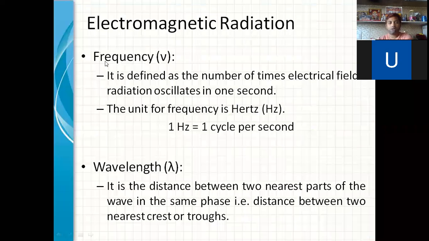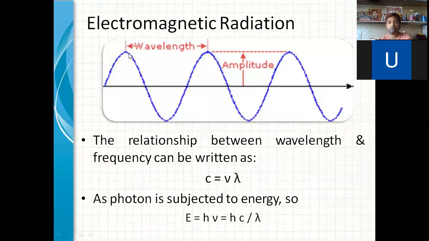In electromagnetic radiation, we have frequency. It is defined as the number of times the electric field oscillates in 1 second. The unit is hertz. Wavelength, lambda, is the distance between two nearest parts of the wave in the same phase, such as the distance between two nearest crests or two nearest troughs. Now, what is the relationship? C is equal to nu lambda, and E is equal to h nu, or h c upon lambda.